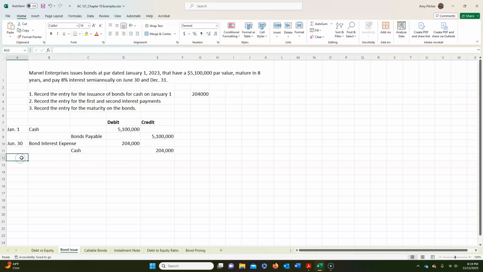The next interest payment is on December 31st. So same journal entry, we're going to have bond interest expense of $204,000 and pay cash of $204,000.